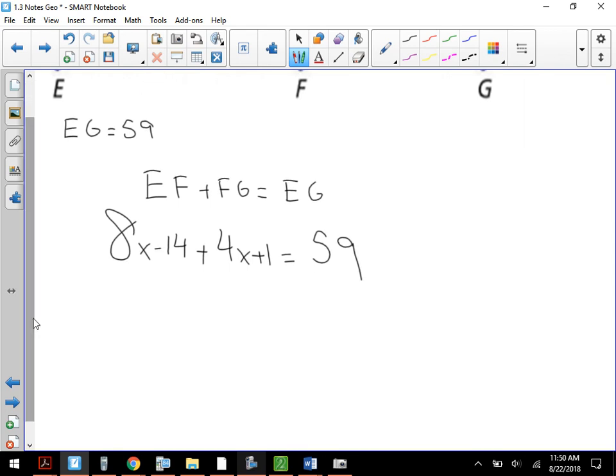Now you're at a two-step algebra problem, but you have to do one thing first. What's that? Excellent. You gotta combine like terms. Again, it's nothing that you haven't done before. What's 8x plus 4x? 12x, good. What's negative 14 plus 1? Good.